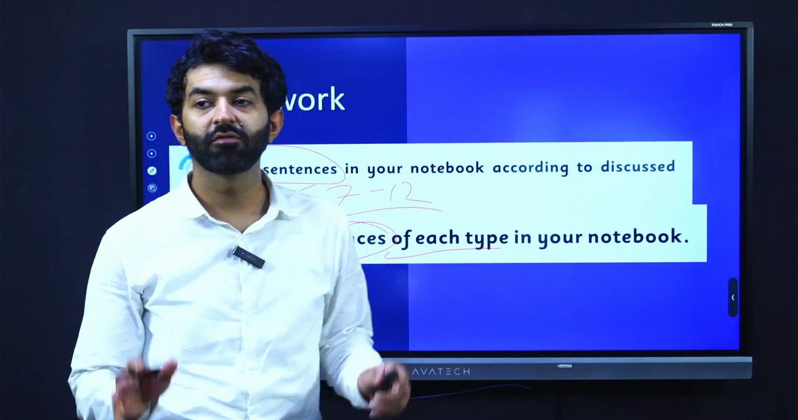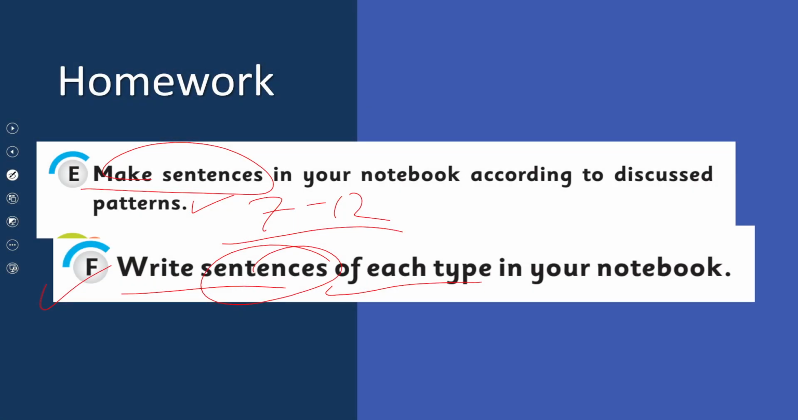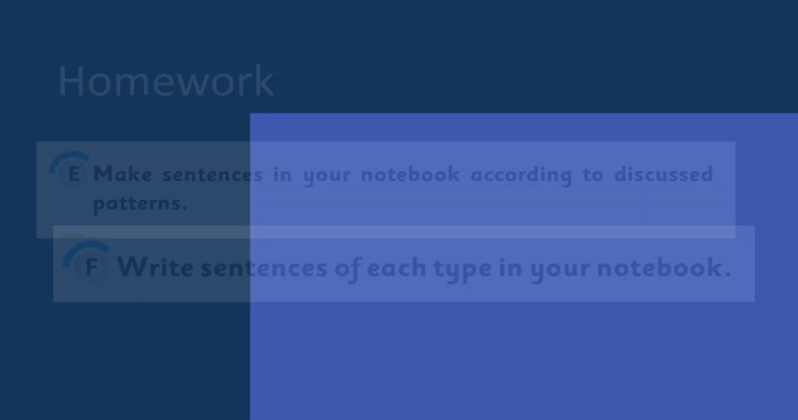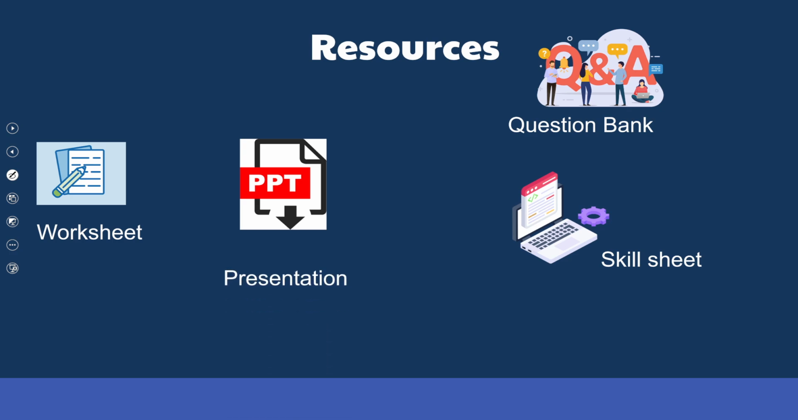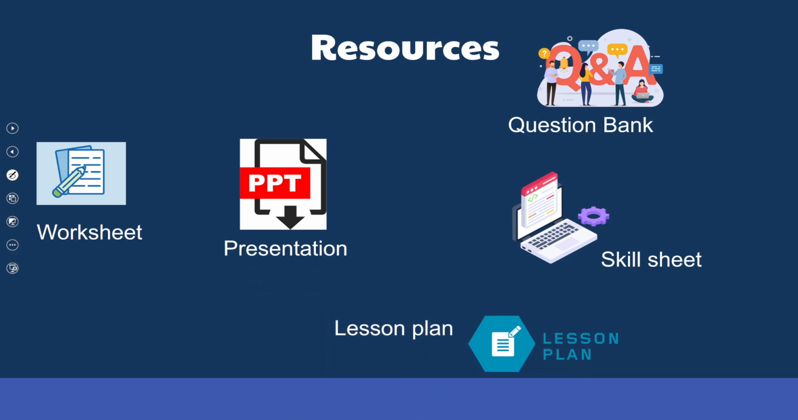So make 5 sentences at least of imperative, declarative, exclamatory and interrogative. All right, this is your homework. So these resources are added for you. This is all about today's lecture, students. So remaining sentence patterns को आप cover करेंगे clearly, and you will follow the homework and the worksheet.